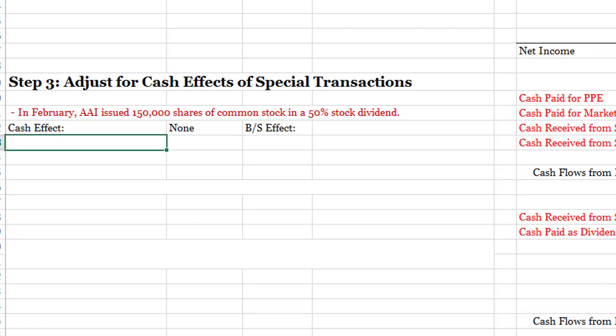So that's what I'm doing at this point. And the best way to figure out what happens to our balance sheet effect is to do the journal entry for this stock dividend.